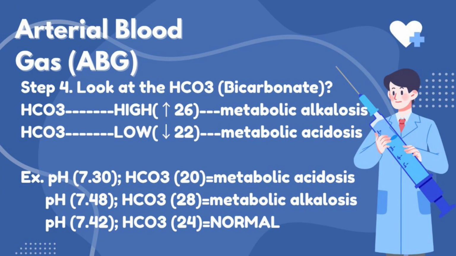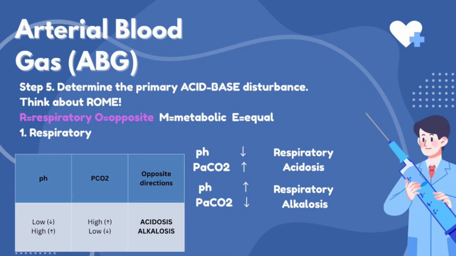Now let's proceed to our step 4. Check for the bicarbonate. Bicarbonate comes from the kidneys and acts like a base. Low bicarbonate is equivalent to metabolic acidosis. High bicarbonate is equivalent to metabolic alkalosis. For example, the pH is 7.48 and the bicarbonate is 28. It means metabolic alkalosis.